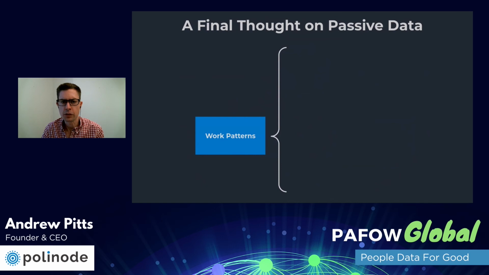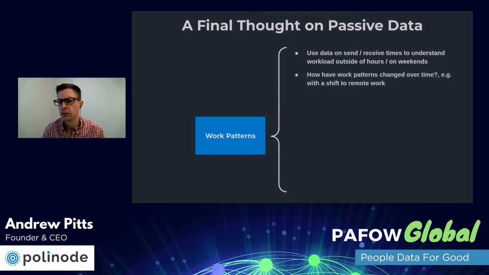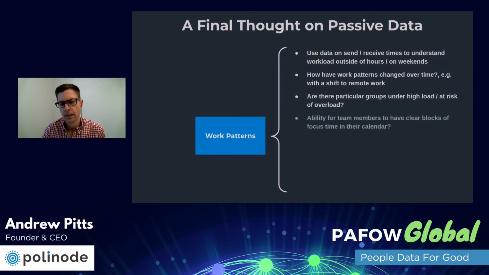It helps us to answer questions like, using the data to look at send and receive times to understand people's workload outside of hours or on weekends. How have work patterns changed over time, for example, with a shift to remote work? Are there particular groups under high load or at risk of overload? The ability for team members to have clear blocks of focus time in their calendar. The degree to which teams or groups are multitasking during meetings.